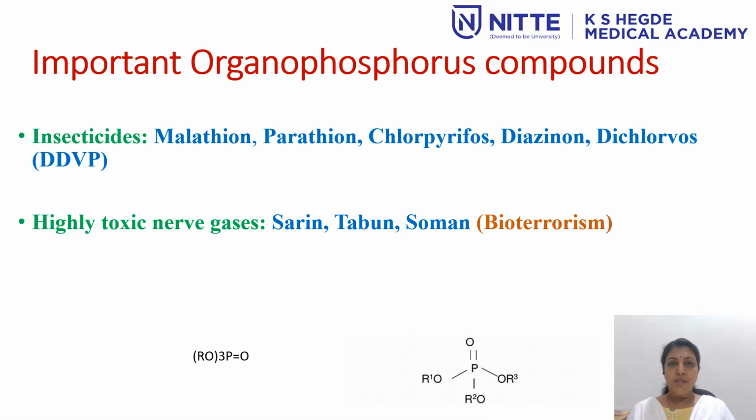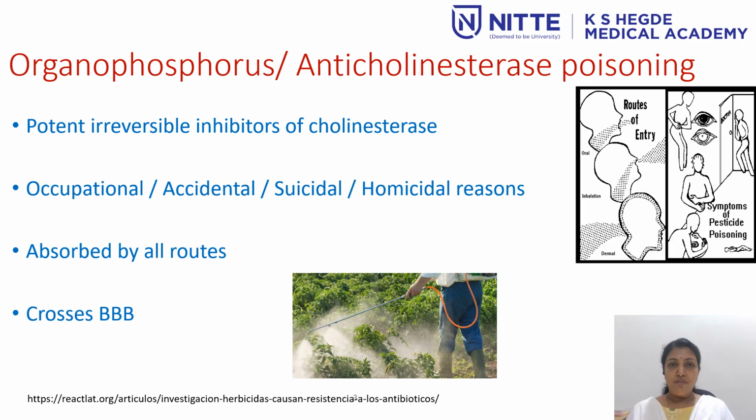Organophosphorus compounds are very commonly used in agriculture as insecticides. We have products like malathion, parathion, chlorpyrifos, diazinon, and then you have highly toxic nerve gases which are used for chemical warfare like tabun, sarin, soman. They are used for bioterrorism. As all of you know, organophosphorus compounds are potent, irreversible anticholinesterase.